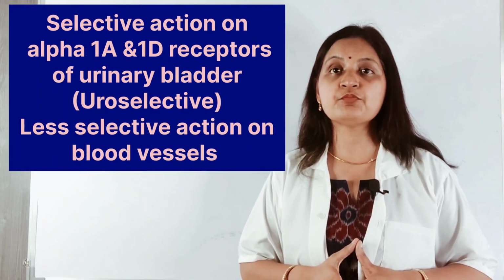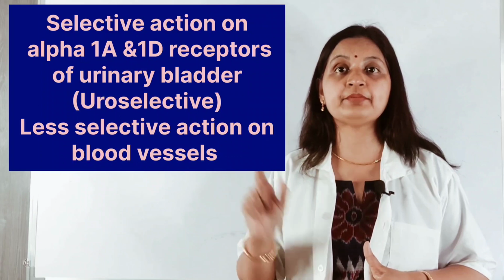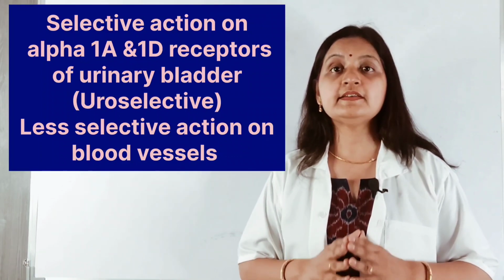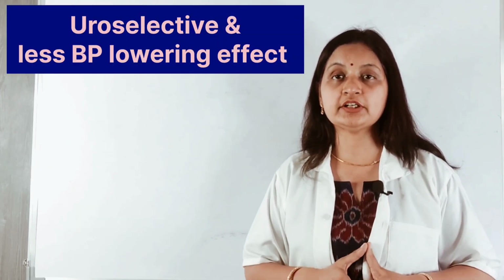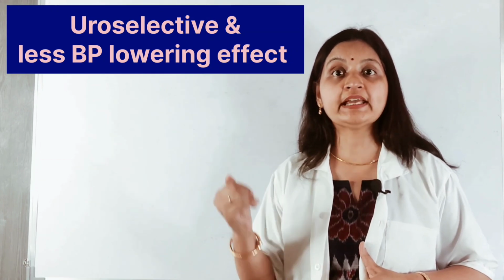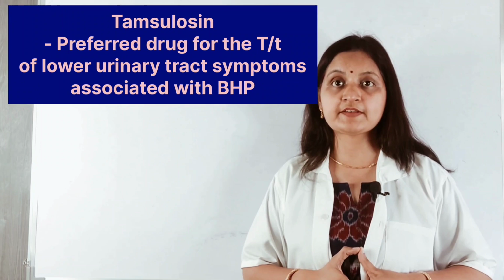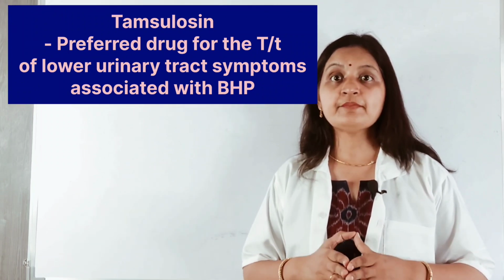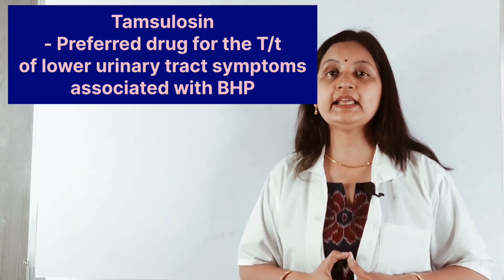Tamsulosin has highly selective action on alpha-1A and alpha-1D receptors, which are present in the smooth muscles of the bladder. It has less selective action on alpha-1B receptors present in the blood vessels. The selective action on receptors of the urinary bladder makes them uroselective in nature, and they have the lowest potential to decrease the blood pressure. Therefore, they are preferred drugs for the treatment of lower urinary tract symptoms associated with benign hyperplasia of prostate. Tamsulosin is also associated with increased incidence of retrograde ejaculation or delayed ejaculation.